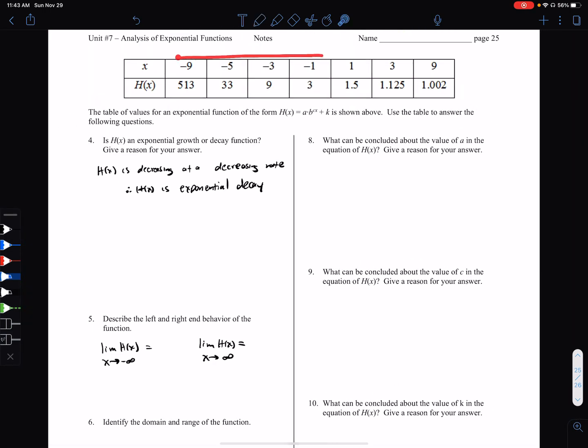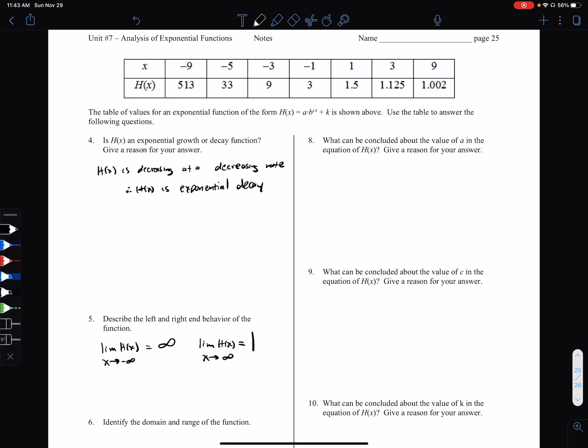As we go to the left, the y values are getting bigger and bigger and bigger. It's going to infinity. As we move to the right, it looks like the y values are getting closer to 1 point something, perhaps even 1. What's a guess? It's an estimate. We're saying it probably has a horizontal asymptote at 1. We can't know that for sure, but it's possible.